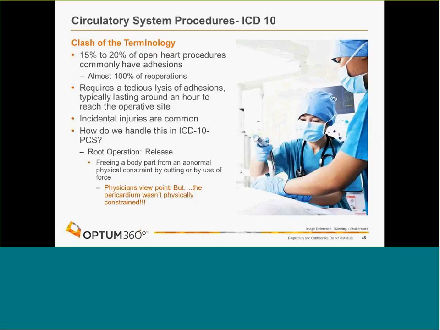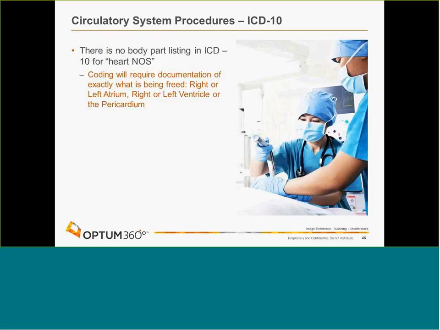Now we've figured out the root operation. We've got a specific site. There is no code for release heart, not otherwise specified. You have to know if it was the right or left atrium, or the right or left ventricle, or the pericardium. So if this said heart, you query on that. And unfortunately, there's no way around it. The bill can't be adjudicated without that query.